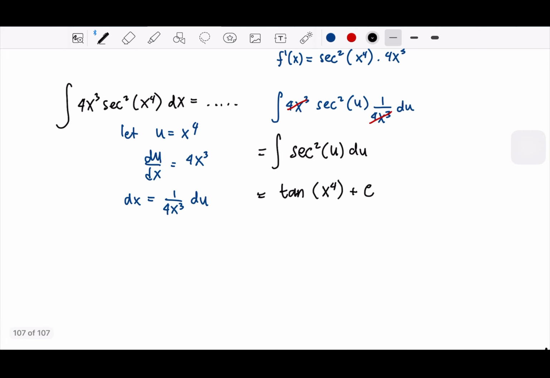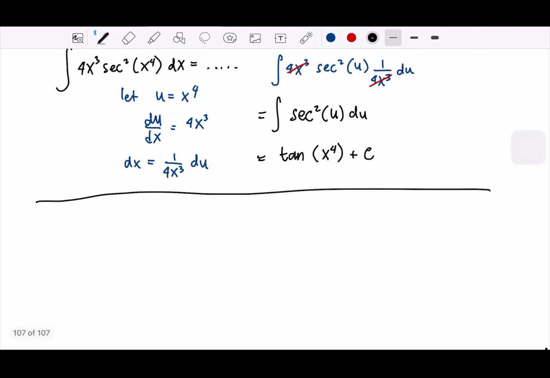Okay, let's try another example. I will give you some examples first and then go to what the substitution method actually is. Okay, let's try the integral of x over the square root of 1 plus x squared dx.